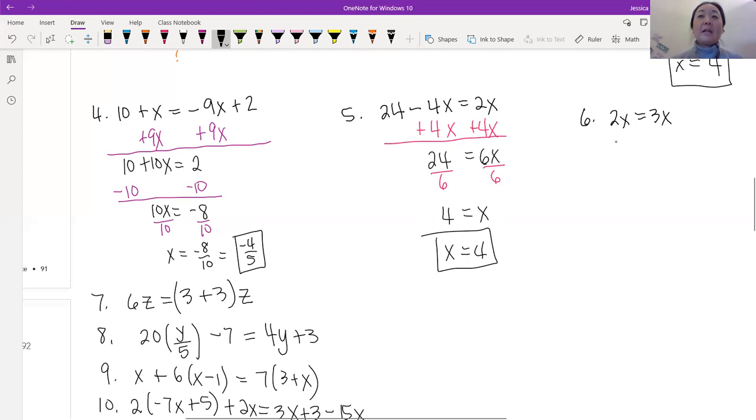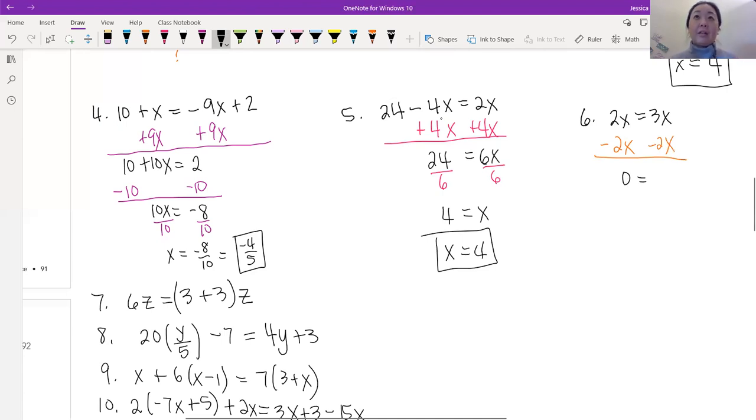Okay. And then if you look at right here, for 6, I have variables on both sides and no other numbers. And that's fine, because we're going to do the exact same thing. Get the variable on one side. So I'm going to subtract 2x on both sides. Well, what do I have left on the left? Just, what's 2x minus 2x? 0. So we actually have to write down 0 this time because there's nothing else left.